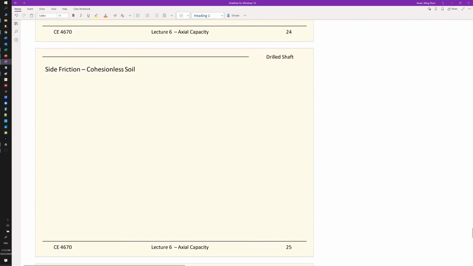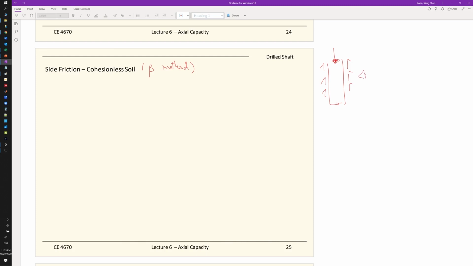So for the side friction, we'll be using the beta method again. Again, the concept is the same thing as the driven piles. We try to find out the friction. So if this is a downward compression type of loading, then the friction will be going up, with static loading pointing downward.